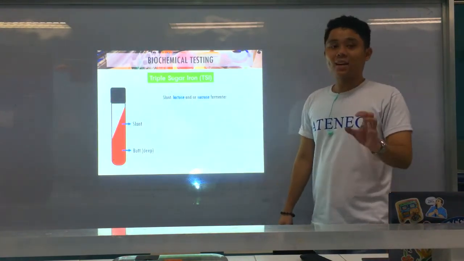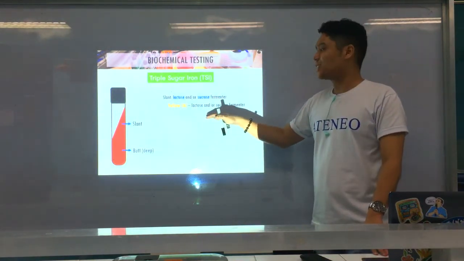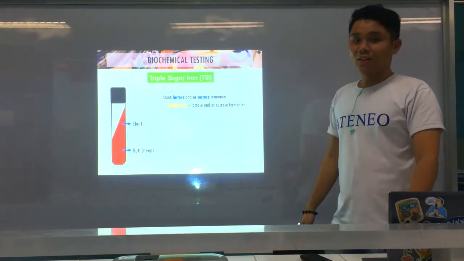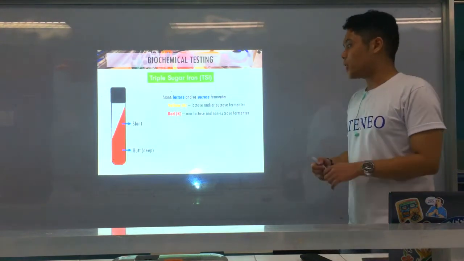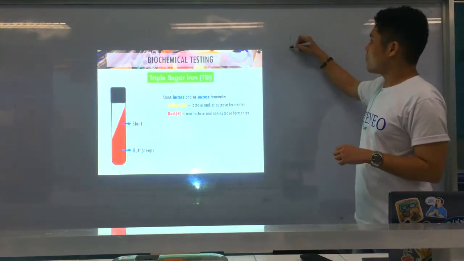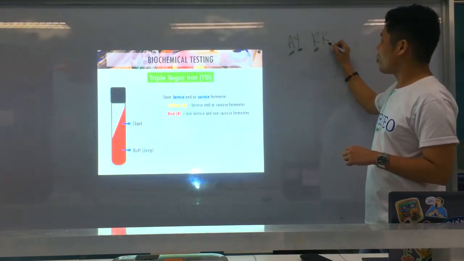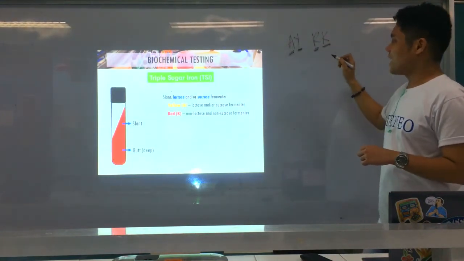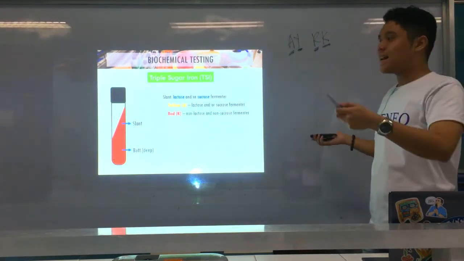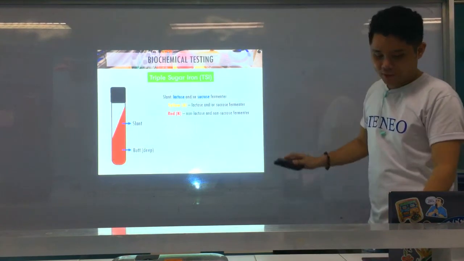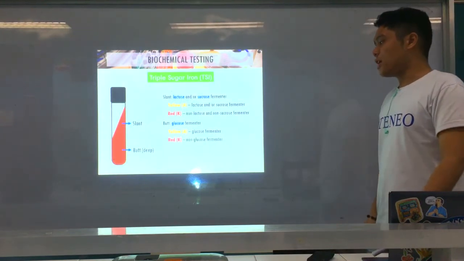So the sugars in the slant are lactose and sucrose. And for the slant, if yellow, it is a lactose and sucrose fermenter. That's letter A. We designate that as letter A. And red, K, non-lactose and non-sucrose fermenter. Now, how do I remember the letters? You have A, Y: A if yellow. R, K: red is K. A, Y, R, K. Okay? So again, if yellow, A, and if red, K. For the butt, we determine if it's a glucose fermenter. Still the same: yellow, A, glucose fermenter, and red, non-glucose fermenter.